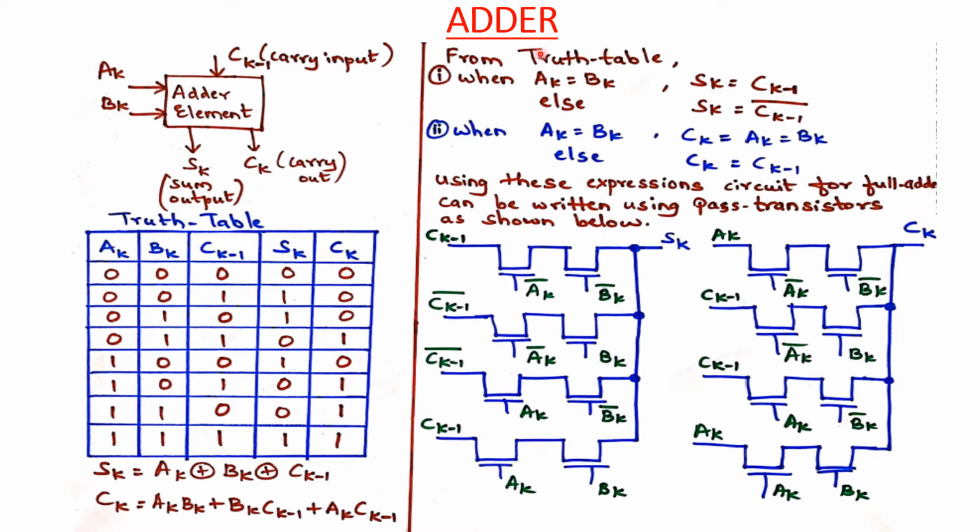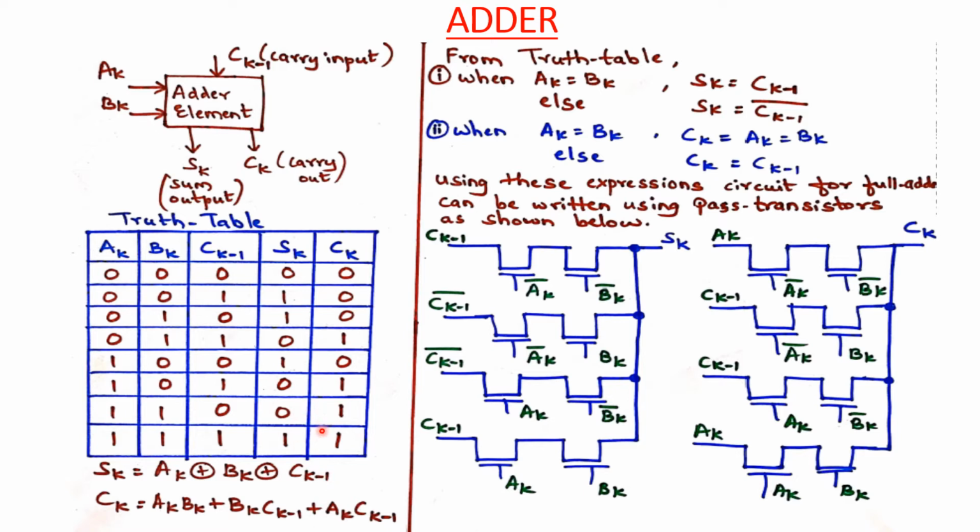So let's begin with the design of an adder. The adder consists of 3 input variables, A subscript k, B subscript k, and a carry input C subscript k-1, and 2 output variables, that is the sum output S subscript k and the carry output C subscript k. You are familiar with the truth table of the full adder. With these A, B, C values, these are the sum and carry output values we will be getting.